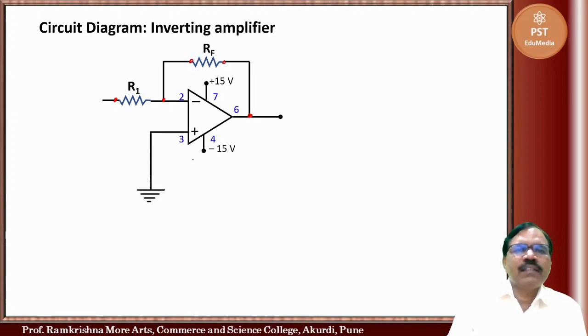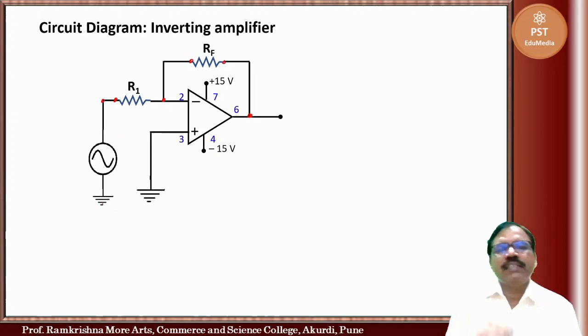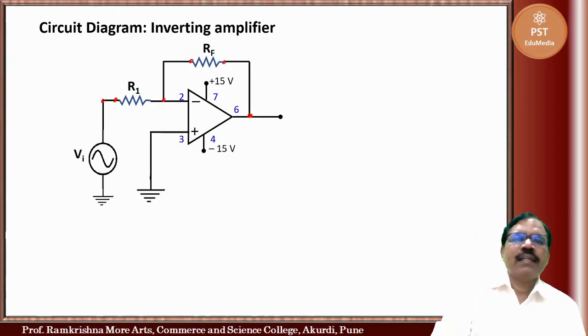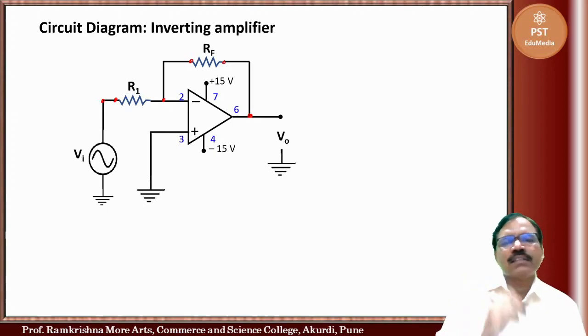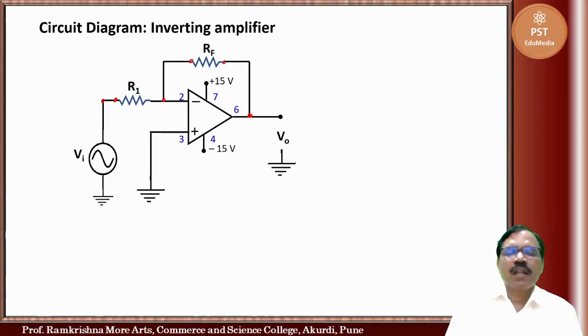And here we connect terminal 3, that is the non-inverting terminal, to the ground, and the signal is applied between R1 and ground, meaning the signal is given to the inverting terminal, and the output is taken between 6 and ground.